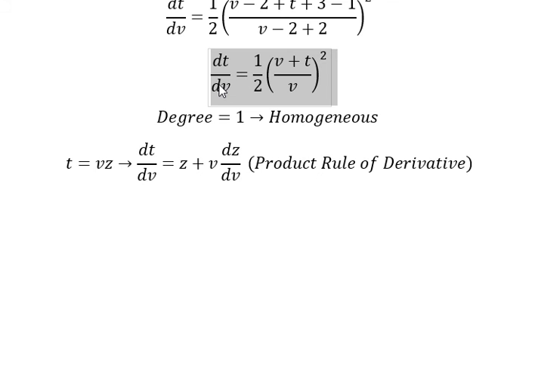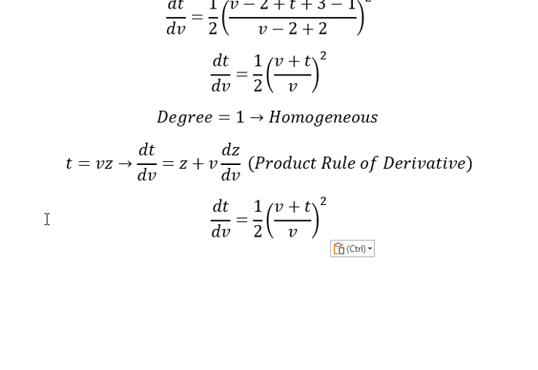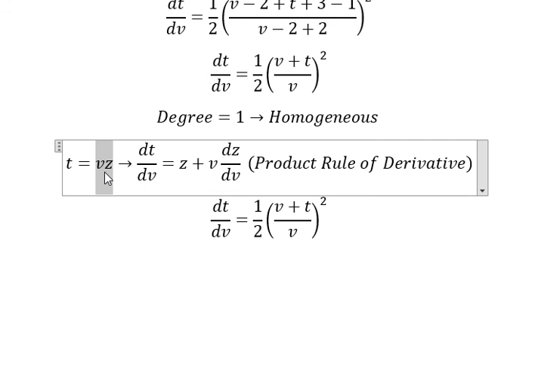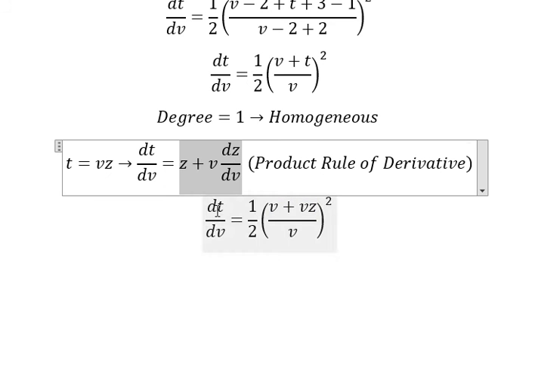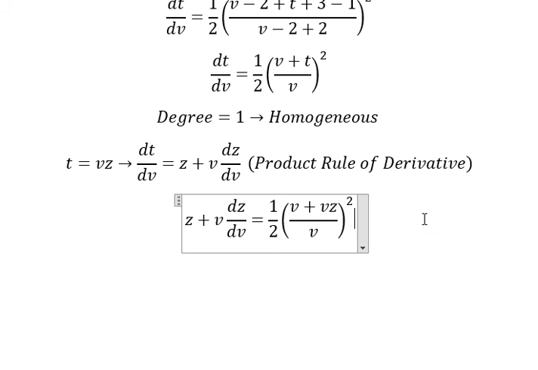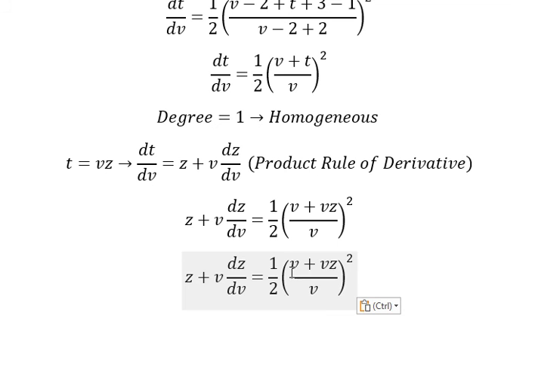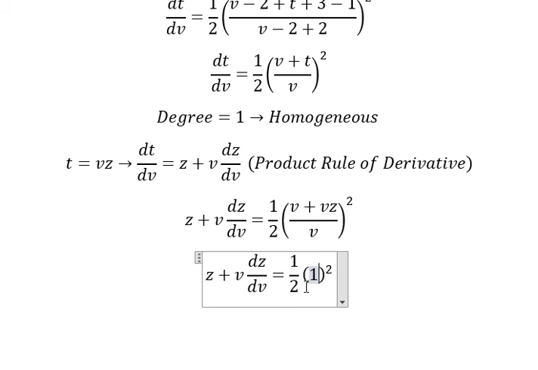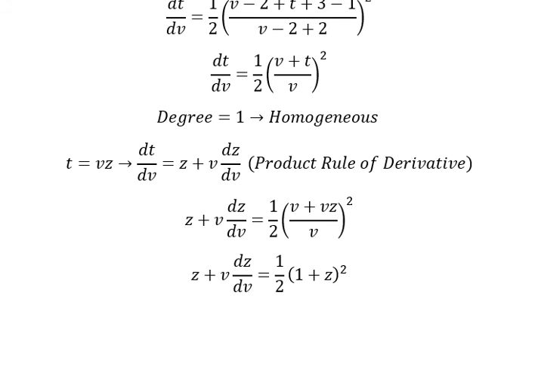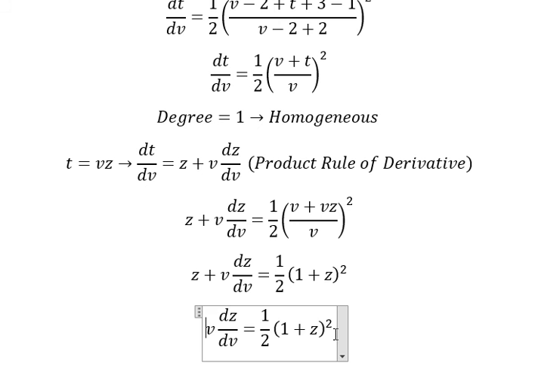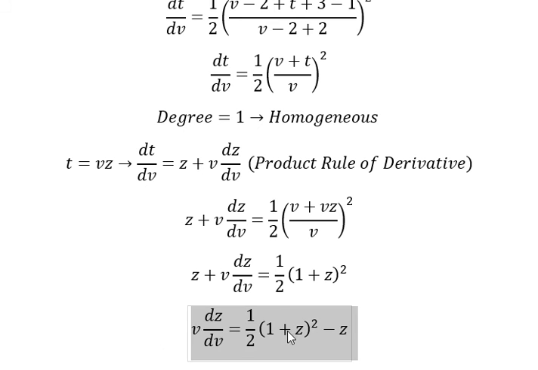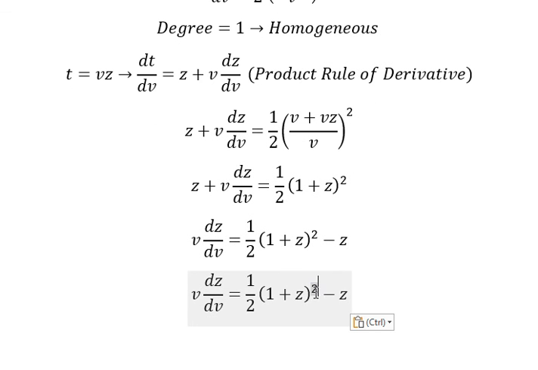Now let's go to this one. So t we change by this one. This one we change by this one. Now we simplify v and v. Next, I will put this one to the right. Now we need to expand this one.